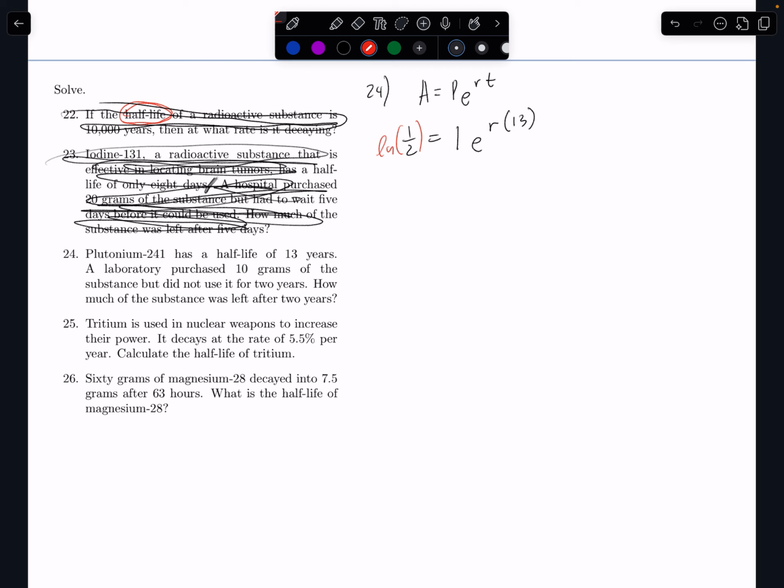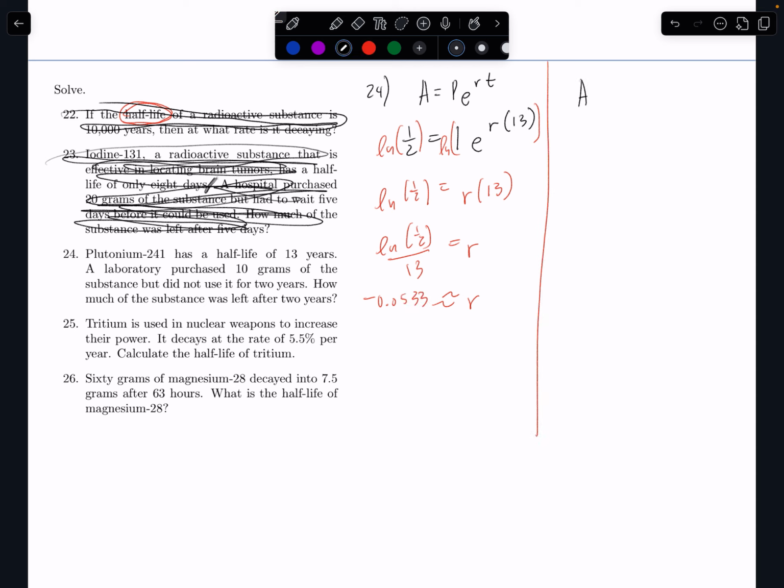Okay, apply ln on both sides. The left side gives us ln of 1/2. The right side gives us r times 13. Divide by 13. r is ln of 1/2 over 13, ln of 0.5 over 13. Okay, so r is about negative 0.0533.